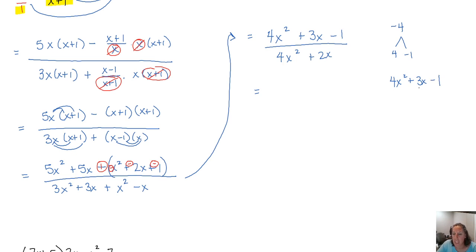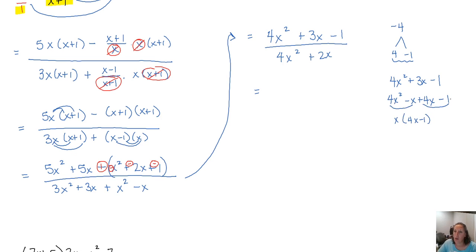I'm going to go ahead and use the AC grouping method. So I'm going to replace that 3x with a -x plus 4x, getting those coefficients from there. And then -1, don't forget about that on the end. And then if we factor out the GCF in the first group, we've got an x. That leaves us with 4x minus 1.